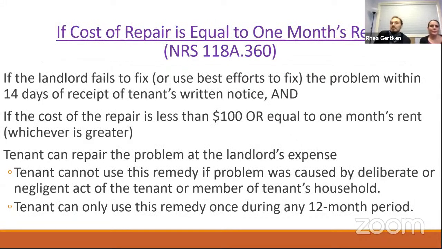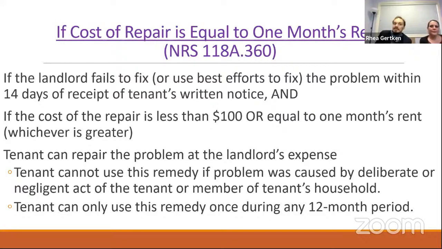So if the cost of a repair for a habitability issue is equal or less than 1 month's rent, you have the option of repairing and deducting. So if the landlord fails to fix or make any effort to fix the problem within your 14 days of the written notice, and if the cost of the repairs is less than $100 or equal to 1 month's rent, whichever is greater, the tenant can repair the problem at the landlord's expense, meaning you can just sort of call your own plumber and then withhold just that amount.